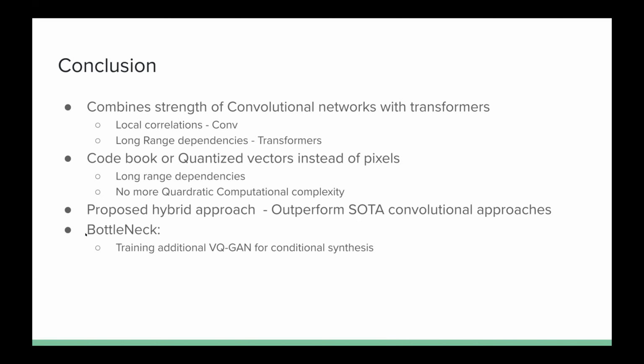One bottleneck that we found in the approach was that if you want to generate conditional images using a VQGAN, you have to train an additional instance of VQGAN, which seemed like a bottleneck. And yeah, that's it.